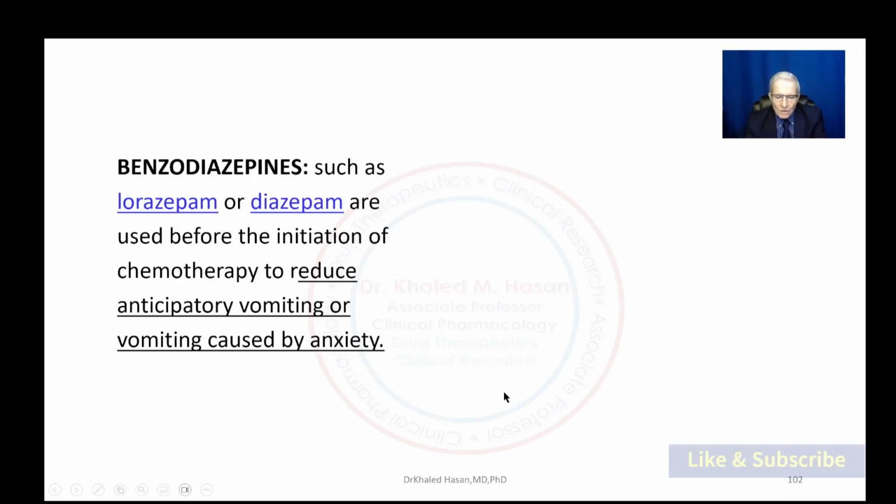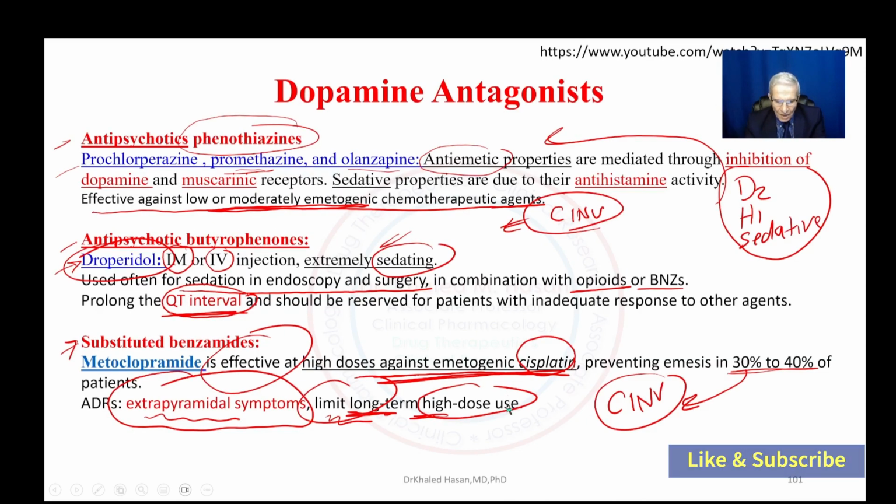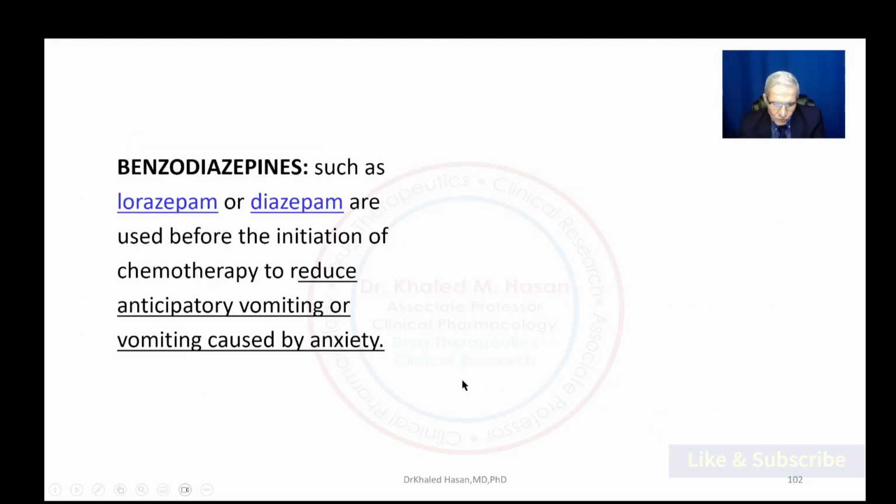Okay. So we're done with the dopamine antagonists. We have several questions from this slide here. We already addressed the questions with you. Then we move to the benzodiazepines.